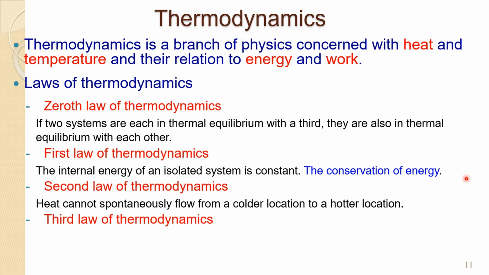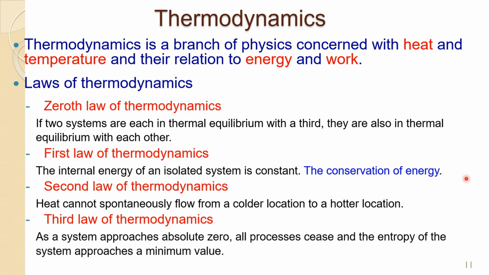So the third law of thermodynamics is what? A system approaches absolute zero. So the system approaching absolute zero means what? The temperature reaches 0 Kelvin. So all the processes cease, and the entropy of the system approaches its minimum value. So everything stops, right? Molecules stop. You stop. You are frozen. 0 Kelvin. So everything is 0. All the processes cease. So this is the third law of thermodynamics.